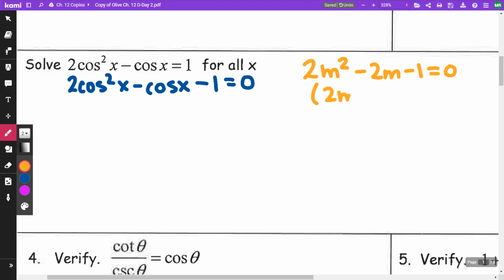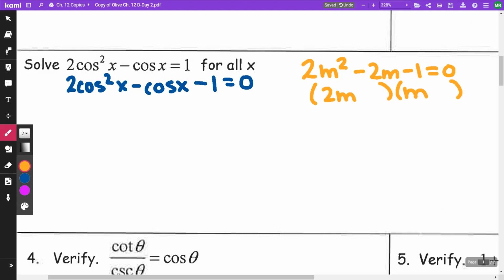So that would be a 2m times an m in the fronts. I have a minus 1, and I need to get a negative m here.